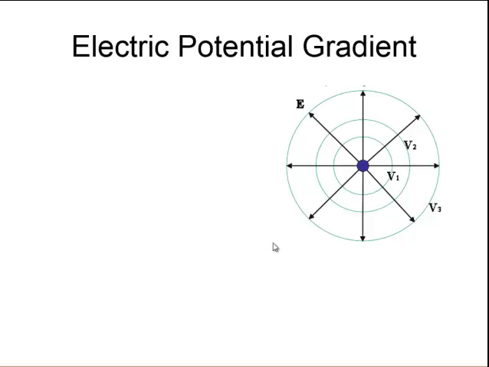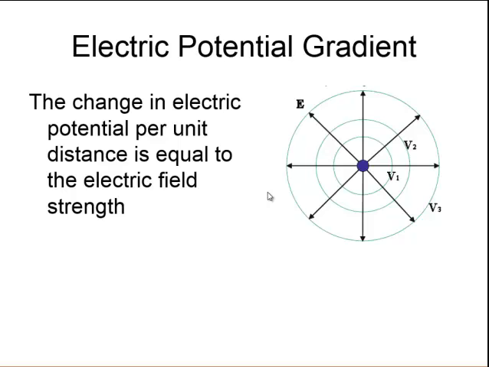I should also mention the electric potential gradient. The change in electric potential per distance is also equal to the electric field strength. So if I change the voltage from one place to another, the change in voltage, let's say from V1 to V2, divided by the distance in space from V1 to V2, would give me a number for the electric field strength. So it's another way to approach questions like that.